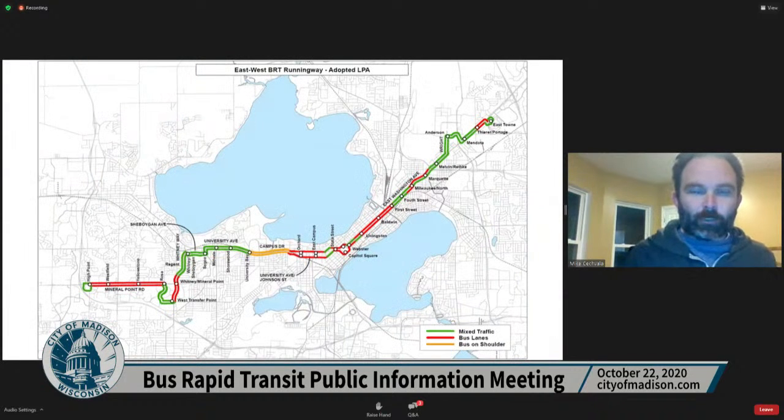So this was the locally preferred alternative that was adopted by council. Just a summary of the route and running way. So if you look at the green is mixed traffic, the red is bus lanes, side running bus lanes. And as you can see, it's about half and half bus lanes and mixed traffic. Some of these bus lanes already exist, and some would be new. So again, this is what's been adopted already.